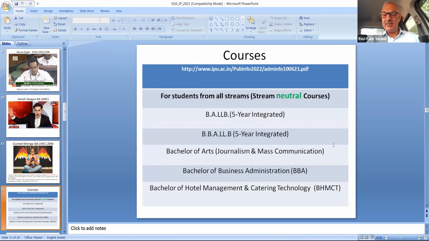The second part is regarding the courses, right? Now, when we talk about the courses, there are two categories of courses. One, stream neutral. Stream neutral means you may have any stream at 12th. You may have commerce, arts, humanities, anything. But you are eligible for these courses. So we call them stream neutral courses. So 5-year BALLB integrated, stream neutral. BBALLB 5-year integrated, it is stream neutral.